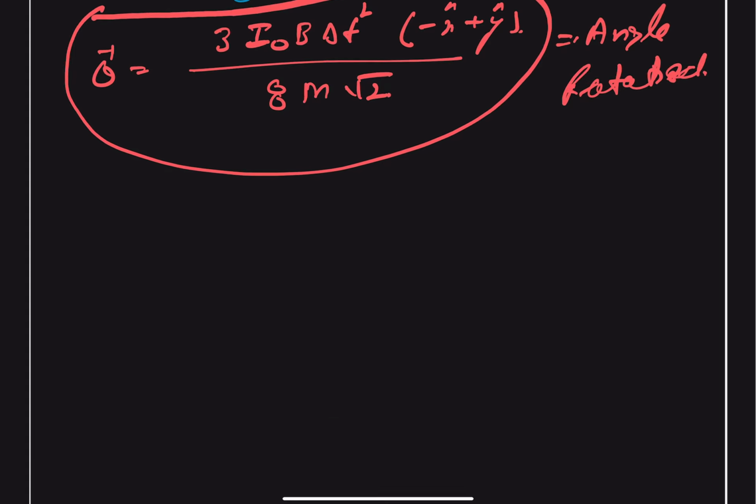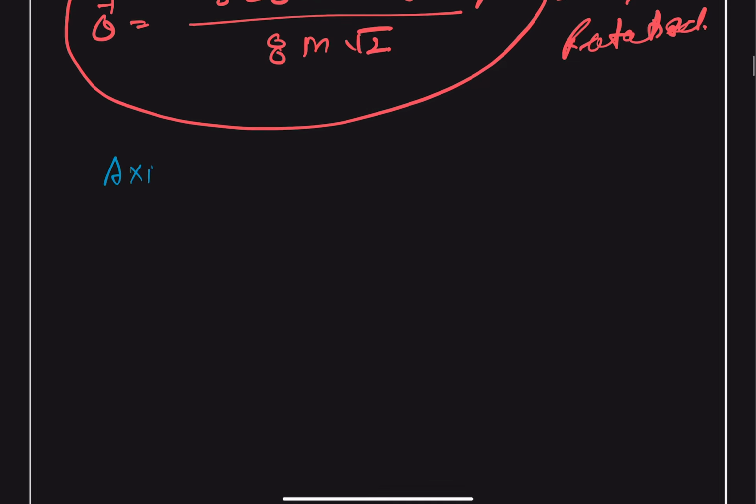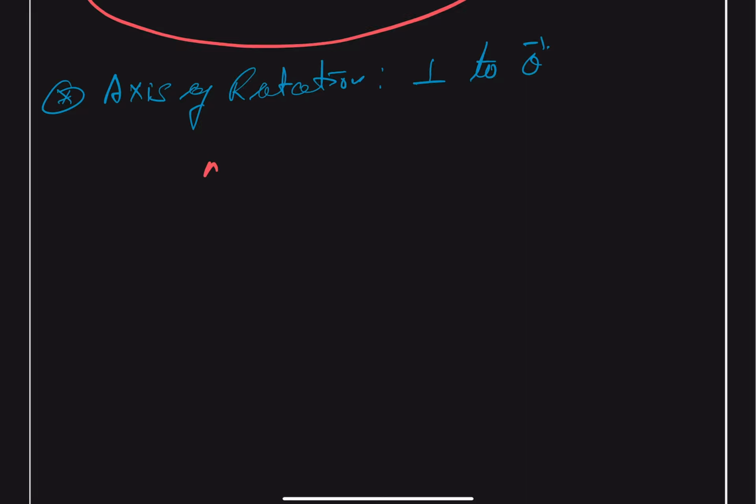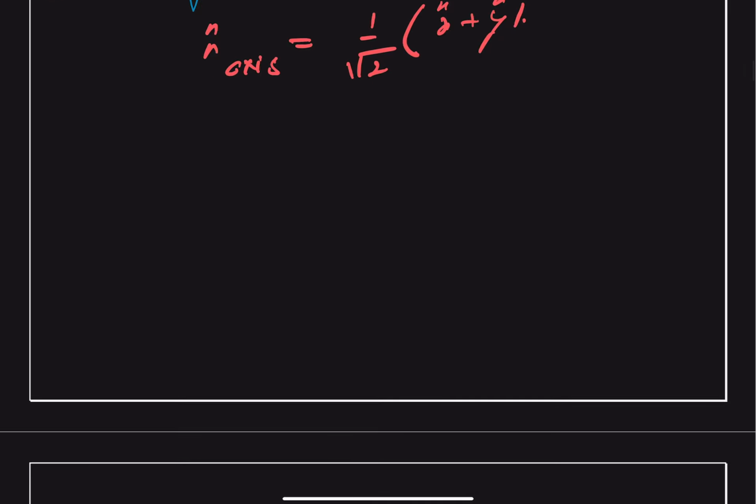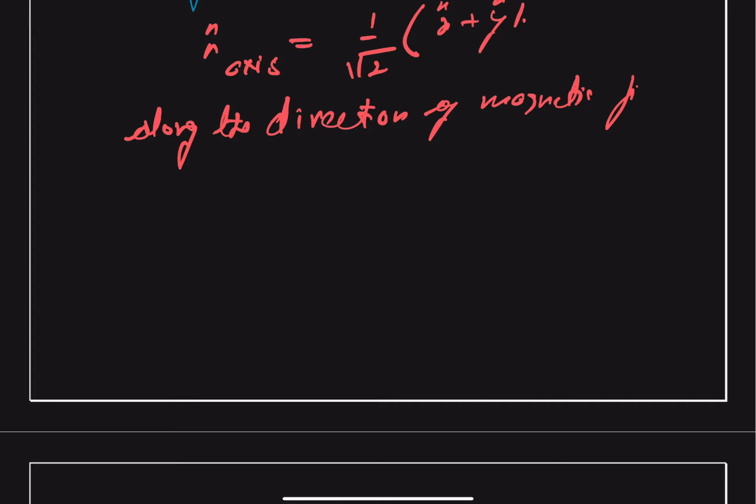And we can find out also the axis of rotation. Axis of rotation will be perpendicular to theta, or basically let us suppose we denote it as n unit vector along the axis, which will be equal to 1 by square root of 2 times x unit vector plus y unit vector, and this will be along the direction of the magnetic field. So this was the first question.